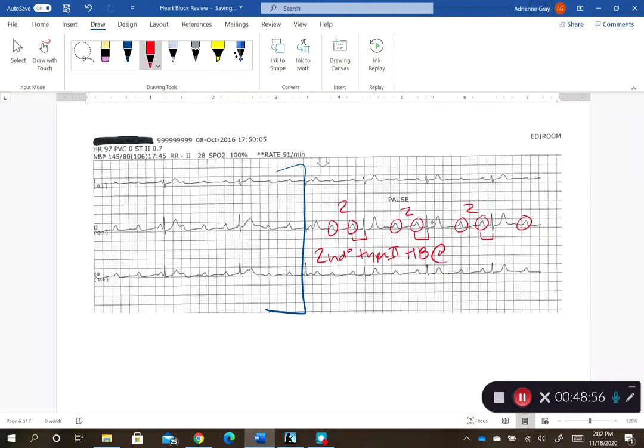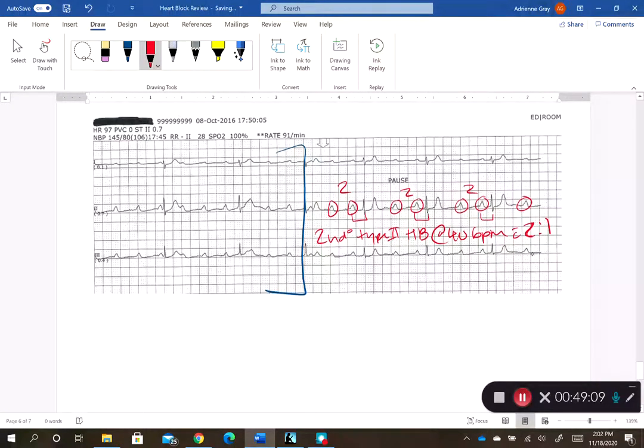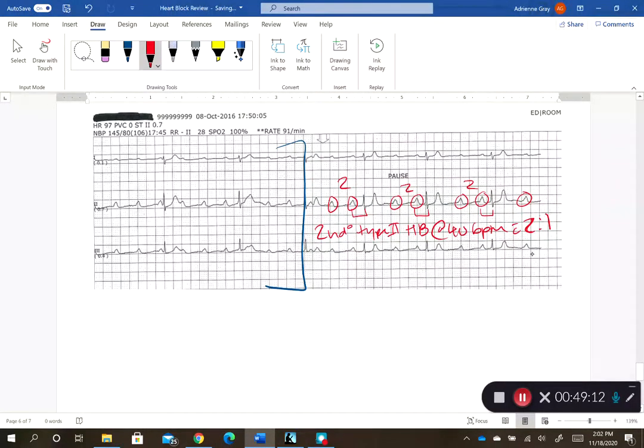Let's see what my rate is now, 5, 10, 15, 20, 25, 30, 35. So it's a little higher, probably around 40 beats per minute. With a 2-to-1 conduction ratio. So in just that 15 seconds, so much happened with that patient. And actually, I forgot, there is more.